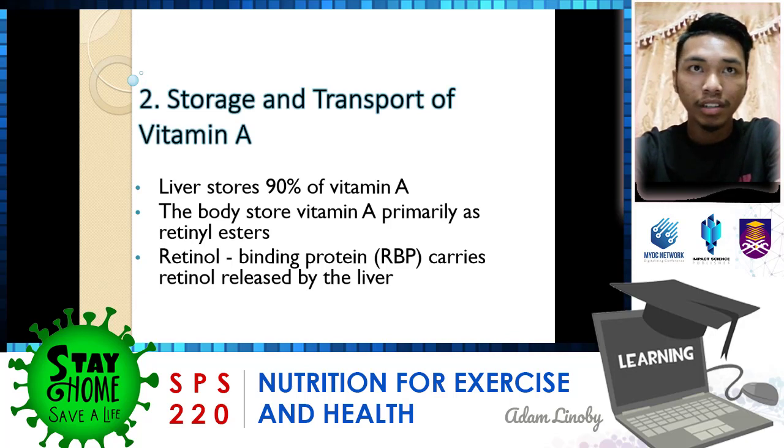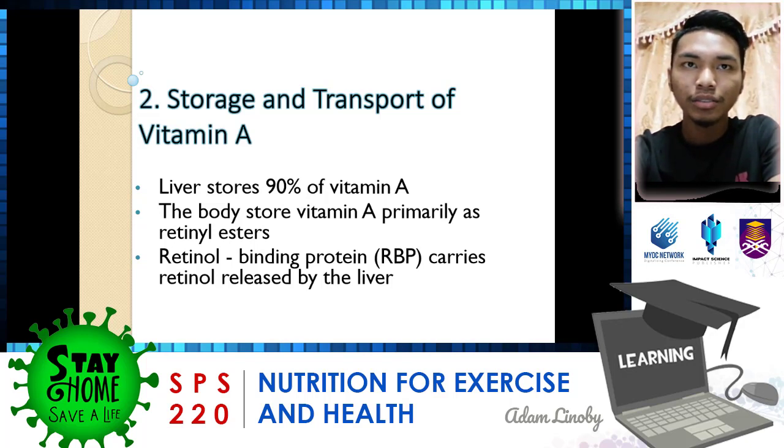The second one is storage and transport of vitamin A, which is the liver. The liver stores 90% of vitamin A, and the remainder is in adipose tissue, lungs, and kidney. The body stores vitamin A primarily as retinyl esters. The last one is retinol binding protein, which is RBP, which carries retinol released by the liver.